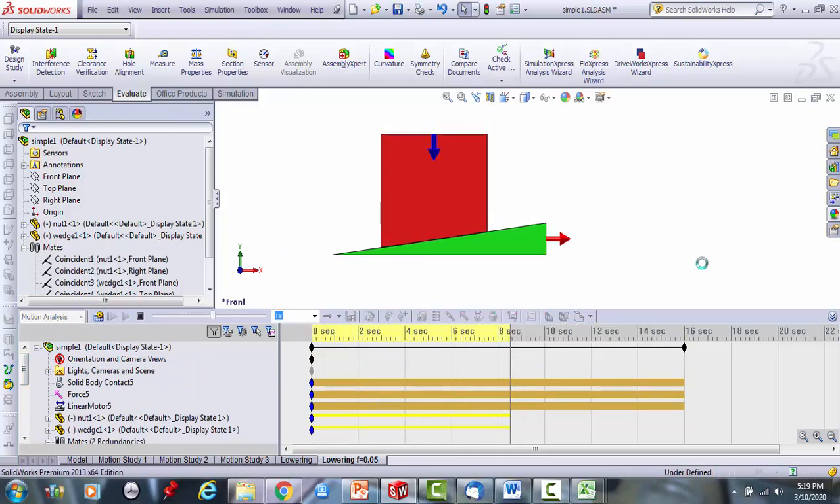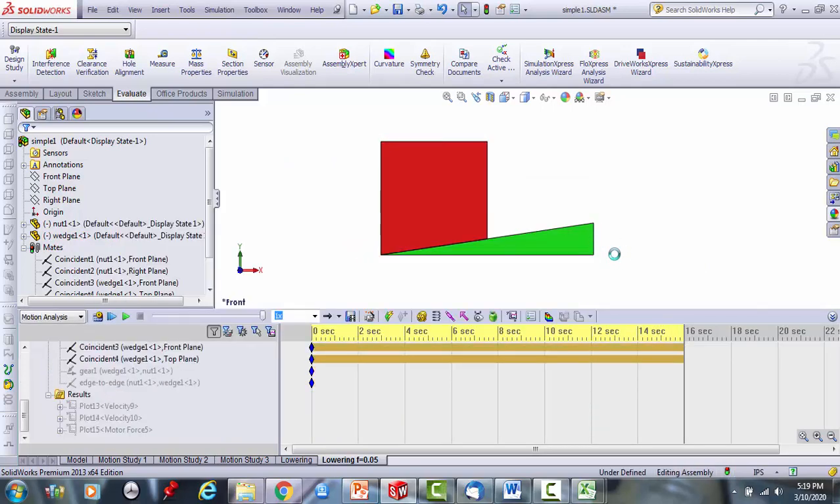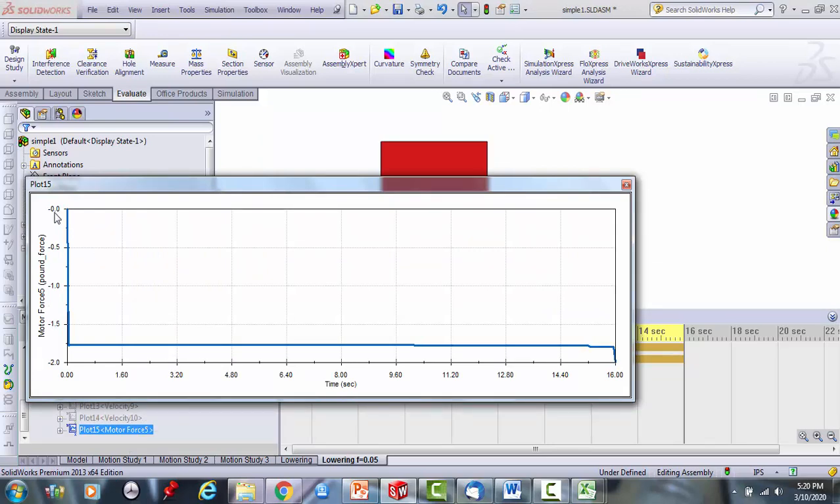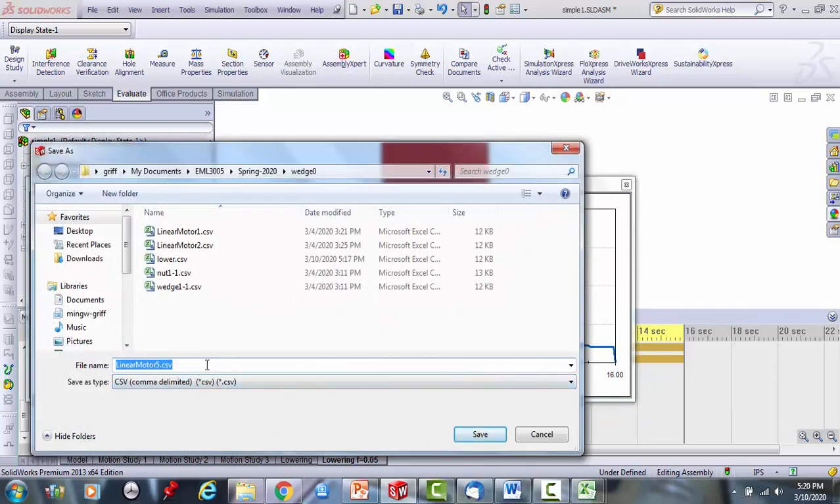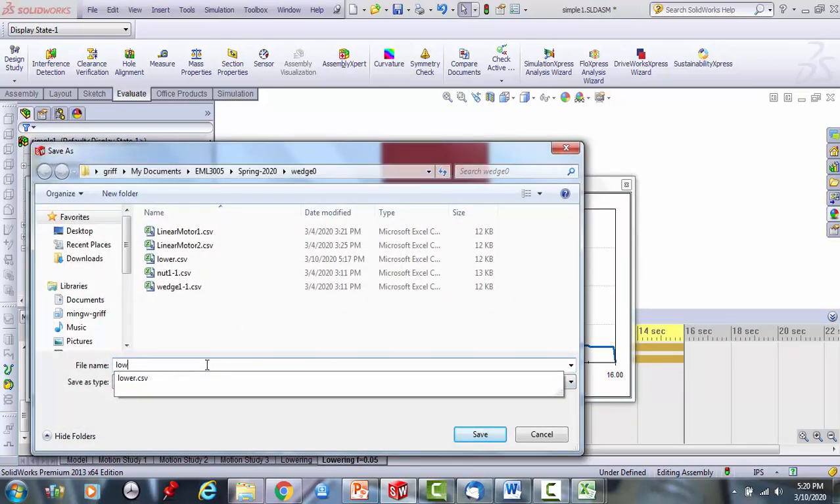So the red arrow again here is that you're moving the motor. That's displacement. Let's go see what the force is. Show plot. Hey, look at this. It is negative. Negative 1.7 something. So I'm going to take that and export it to CSV. It's negative, so this is lower.